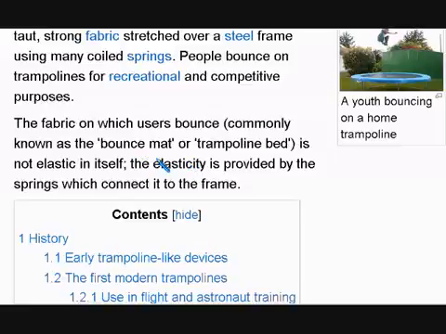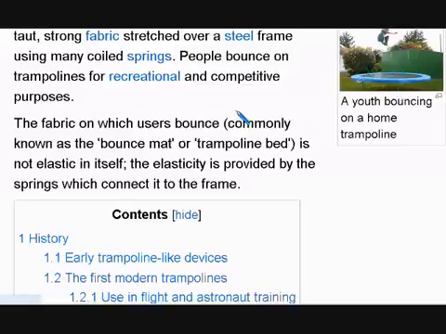So we say elasticity to refer to this being elastic. So we could say the elasticity of the trampoline is very high if it has a lot of bounce to it. So the elasticity is provided by the springs which connect to the frame. So this is the frame, this whole outer part here.